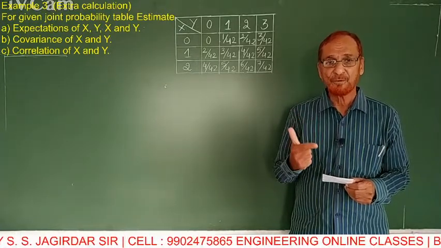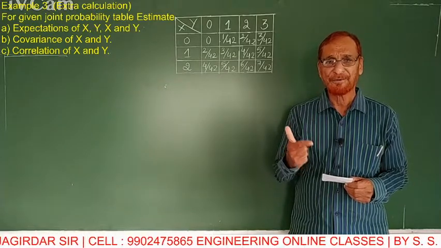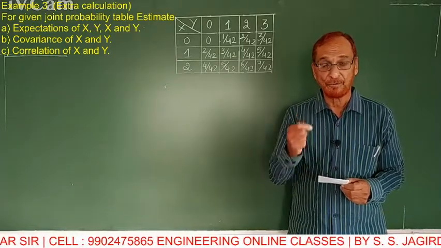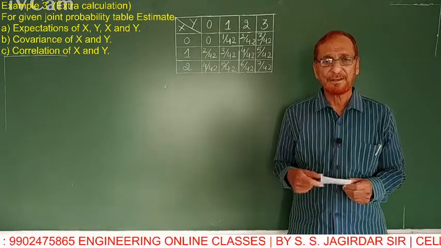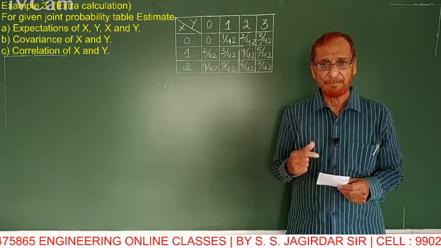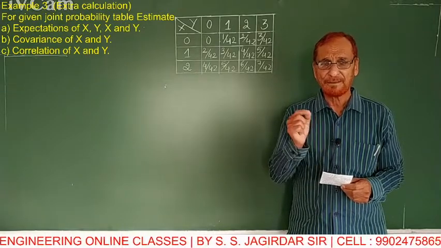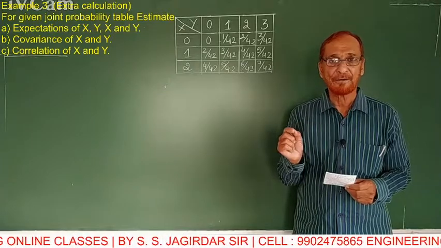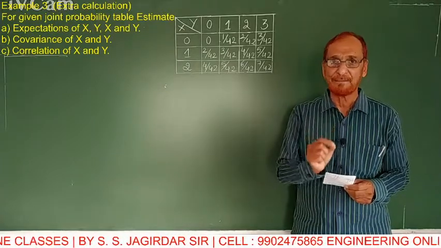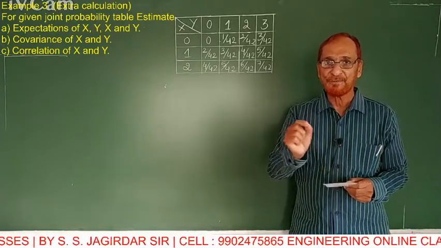because these are the most important or favorite questions that could be asked in the exam. So I don't want to take a chance. Once again I will take all the calculations. And one more thing, in the previous example we estimated up to covariance and we did not go for correlation. So this time I am including correlation of x and y also.